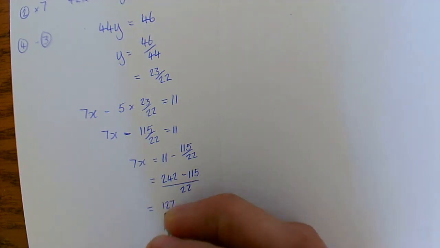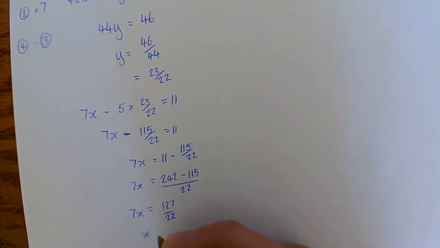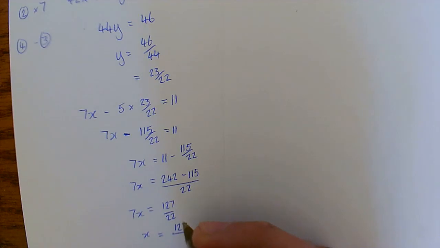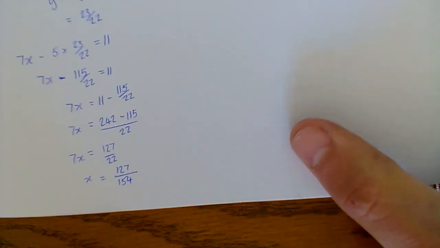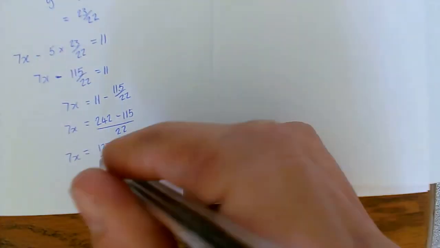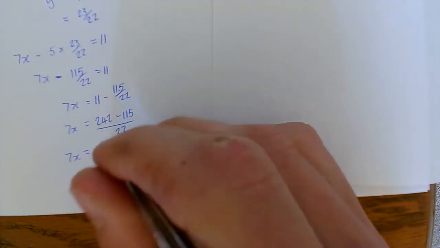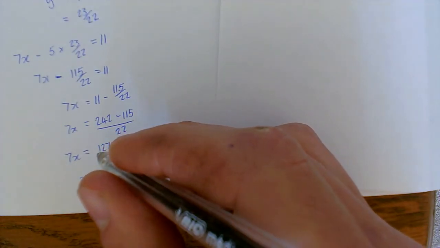127 over 22. Remember, that's still equal to 7x. Divide both sides by 7. So it's 127 over, and 7 22s are 154. Now, it'd be nice at the end here to cancel down a little bit. It's a matter of kind of spotting if we can. Now, actually, at this point, maybe I should have checked, does this 127 divide by 7? And go from there.